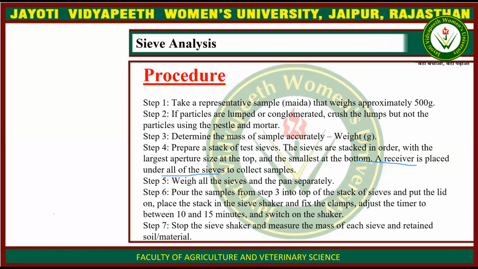Step 6: pour the sample from step 3 into the top of the stack of sieves, put the lid on, place the stack in the sieve shaker and fix the clamps. Adjust the timer to between 10 to 15 minutes and switch on the shaker. Step 7: stop the sieve shaker, and measure the mass of each sieve and the retained material.